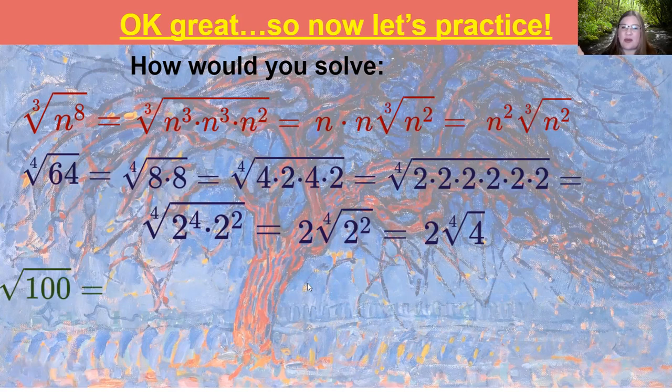Okay, one more example, square root of 100. Now, a lot of you may say, well, square root of 100, that's easy. 10 times 10 is 100, so square root of 100 is 10. And that is absolutely true. So if that's the way you went, fantastic, nice, quick, easy.